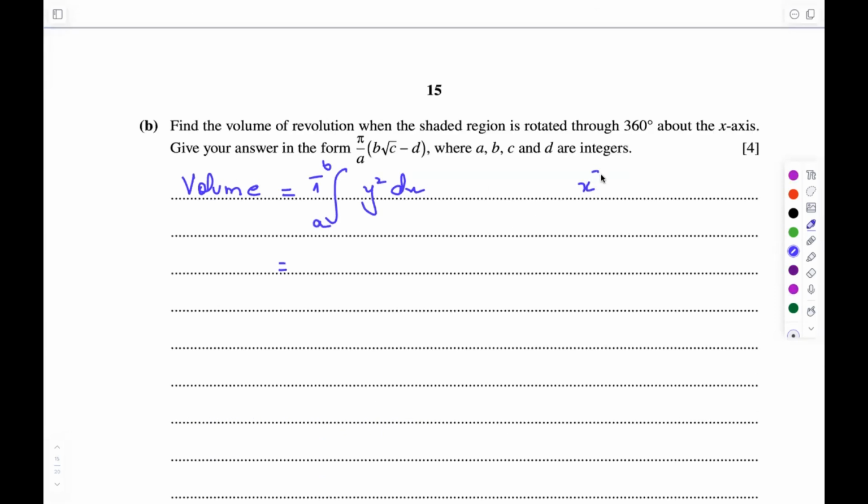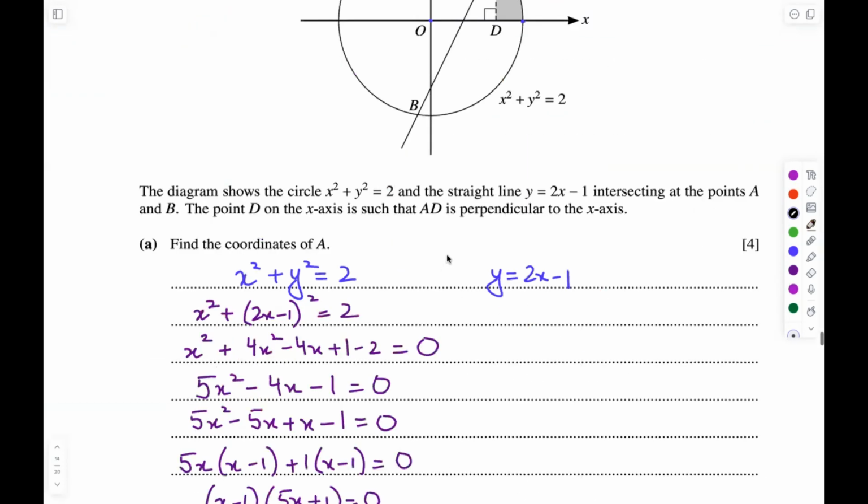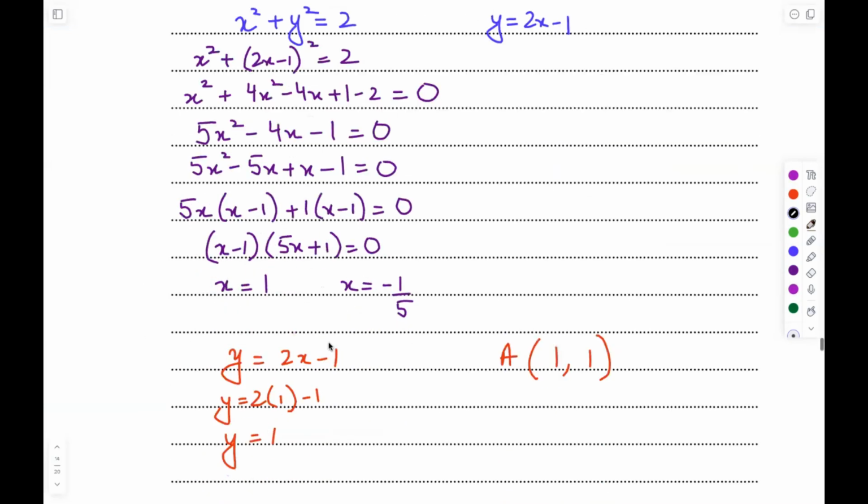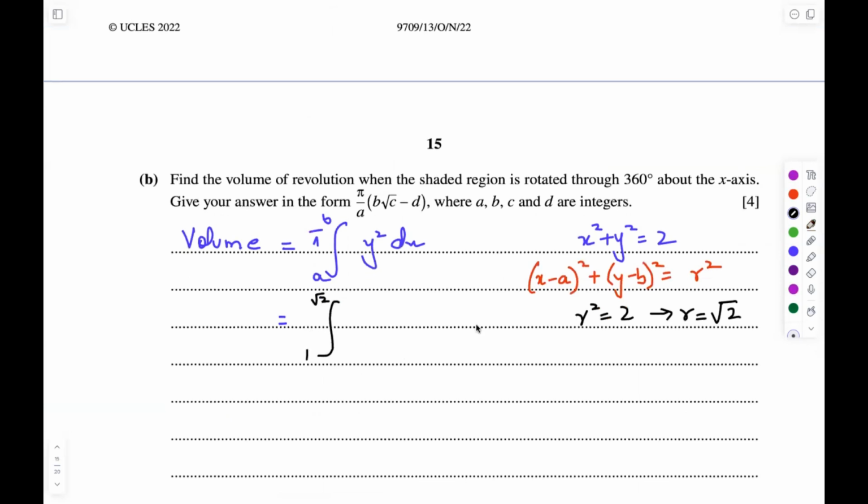As the equation is x squared plus y squared equals 2, and we know that the general form of the equation of a circle is given by x minus a whole squared plus y minus b whole squared equals r squared. a and b are 0 as the center is the origin. So we can say that r squared will be equal to 2 and r will be equal to the square root of 2. So the upper limit in this case will be the square root of 2, and the lower limit will have the x coordinate of d, which is equal to 1. So the limits are square root of 2 and 1.